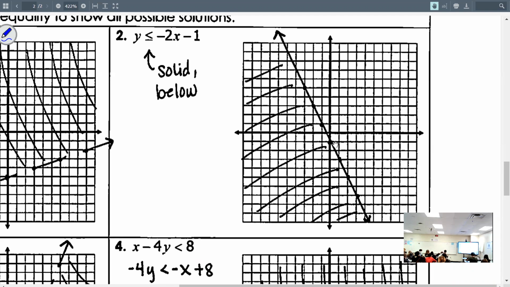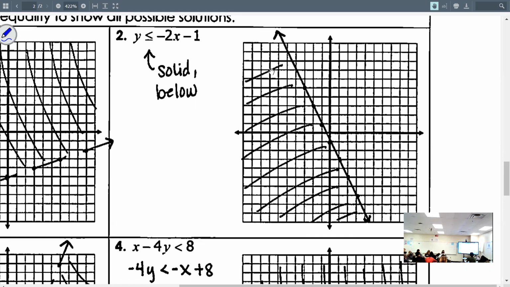Since it's negative, do I go up or down? Down, and always to the right, whatever your run is, unless you have to work backwards. All right, this is the line you get. It's solid because why? Because it has the line underneath. Anytime it's equal, whether it's an equation or an inequality, it has that equal to part, so it's a solid line. And since it's y less than or equal to, it's shaded below, where the y values would be lower than the line, so lower than -1 down here.